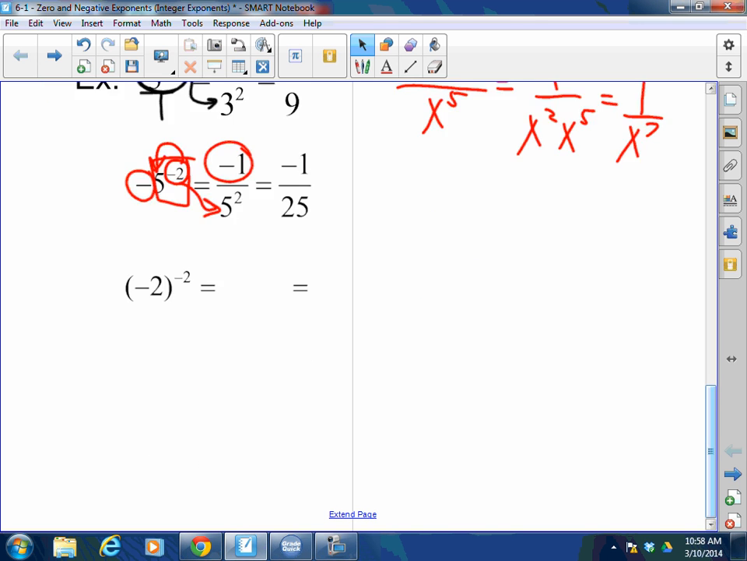Now, what about this example? In parentheses, negative 2 is being raised to the negative 2. Who's being affected here by this exponent of negative 2? The negative 2. So this whole thing I'm going to bring down to the bottom. And then what is that going to equal? My friends? 1/4. Negative 2 squared is negative 2 times negative 2, which is 4. Yes, sir.